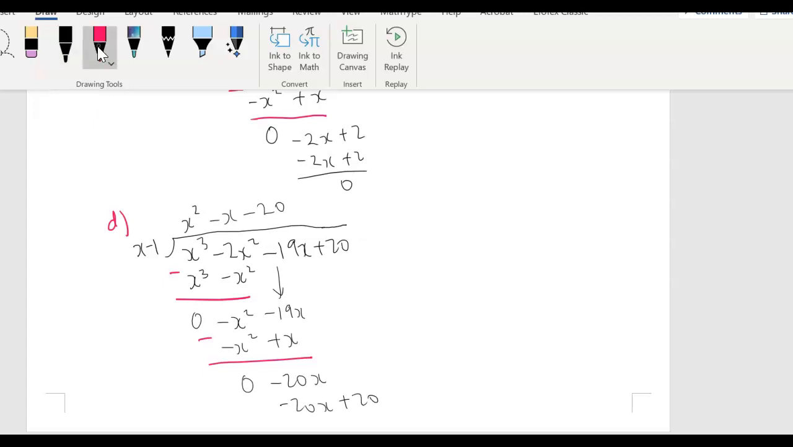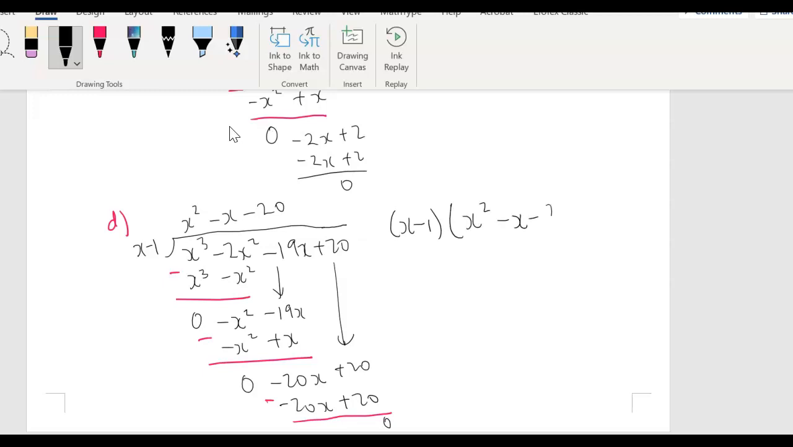Good, this looks like it's going to be 0. I didn't really plan on it being a remainder of 0. It just means less working out for me, which is good. So we do get 0 at the end, which means x minus 1 is a factor, and then we just need to factorize this quadratic as well. Two numbers that multiply to give us negative 20 and add to give us negative 1: that's going to be x minus 5 and x plus 4.